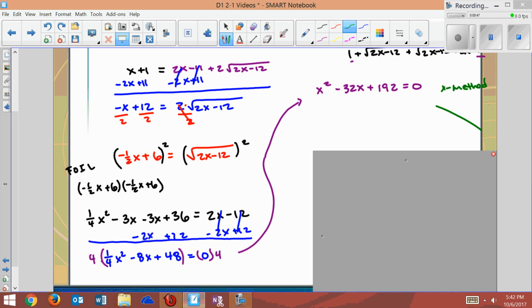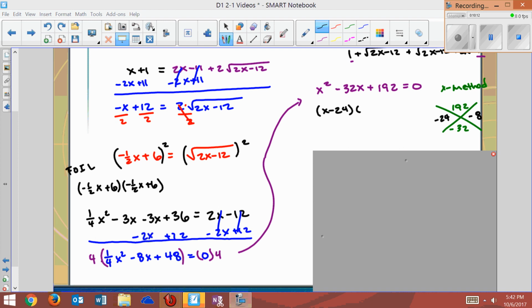So factors of 192 that add up to negative 32. Let's see, 8 and 40, no. I believe it's going to be negative 24 and negative 8. That would be 192. Yeah, that works for positive, and that works for the negative. Okay, so this factors as x minus 24 and x minus 8 equals 0.